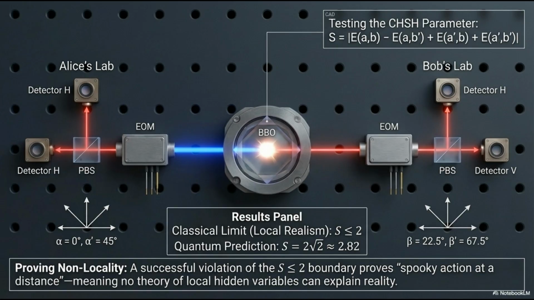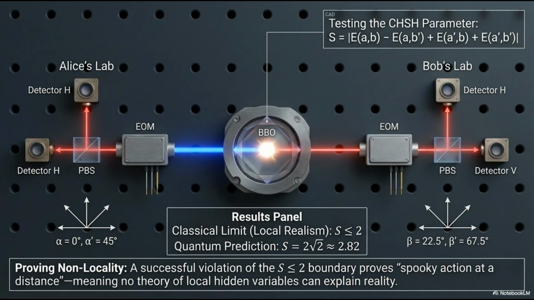Alice randomly chooses to measure at either angle alpha equal to 0 degrees or alpha prime equal to 45 degrees, while Bob randomly measures at either beta equal to 22.5 degrees or beta prime equal to 67.5 degrees. The CHSH parameter S is defined as the absolute value of E(a, b) minus E(a, b′) plus E(a′, b) plus E(a′, b′), where E denotes the correlation expectation value for each pair of measurement settings.